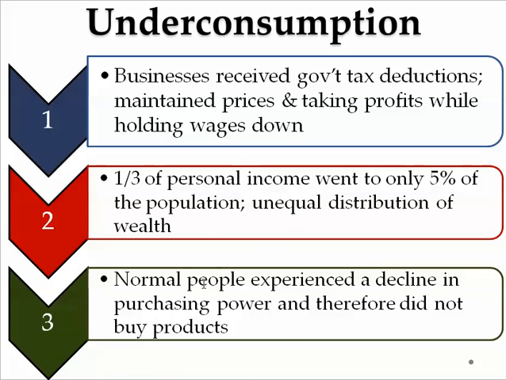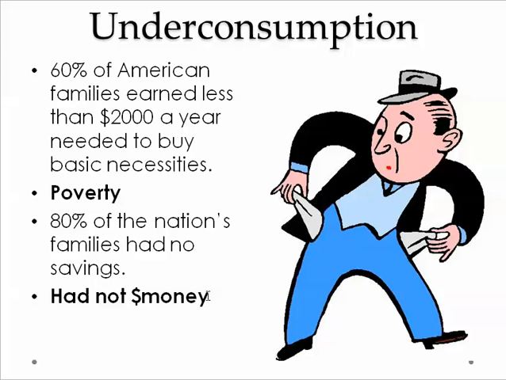So the demand was not there, but the production was still going on. Overproduction and this underconsumption is going to cause a situation where people are going to lose their jobs and become unemployed, and the economy is going to shut down. So underconsumption here is where people didn't have the money to buy things. They were in poverty. They had no money at all.